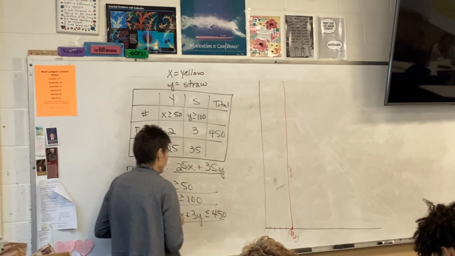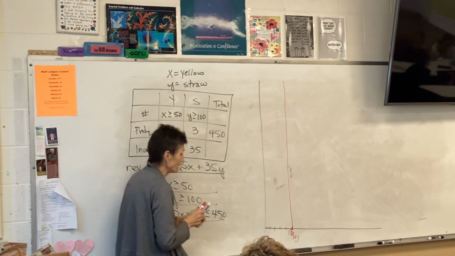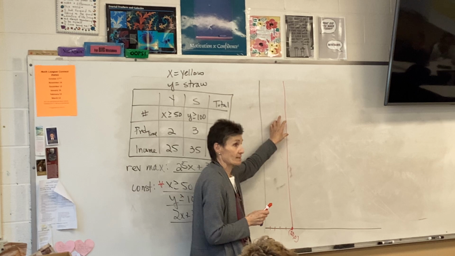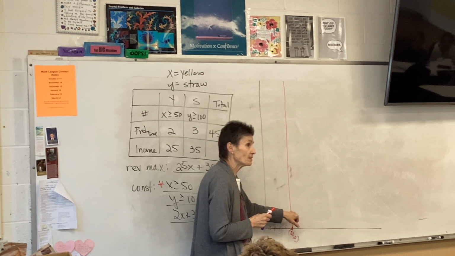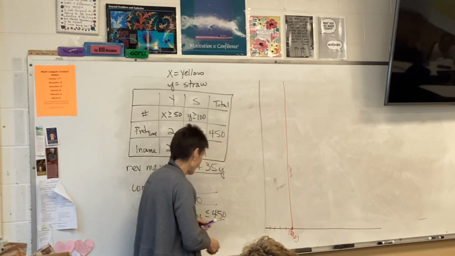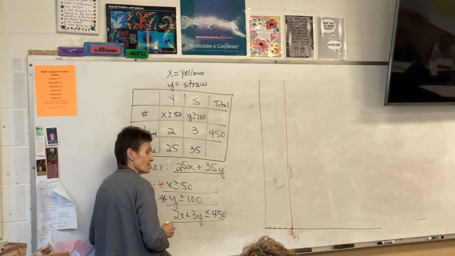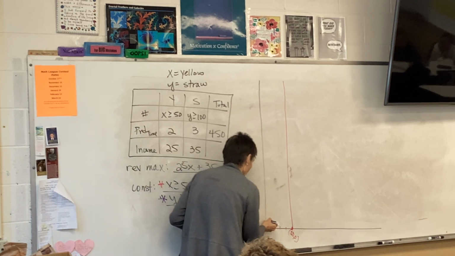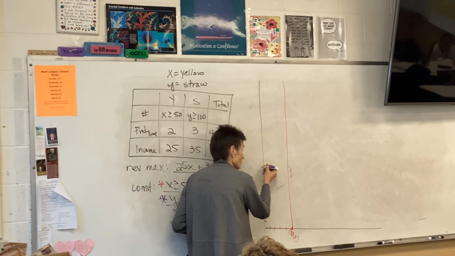That was red. Now, every point on that red line has an X that's 50. Here's 50, 10, 50, 20, 50, 30, right? Every one has an X that's 50. All right, now Y has to be bigger than 100. So 1, 2, 3, 4, 5, 6, 7, 8, 9, 10.